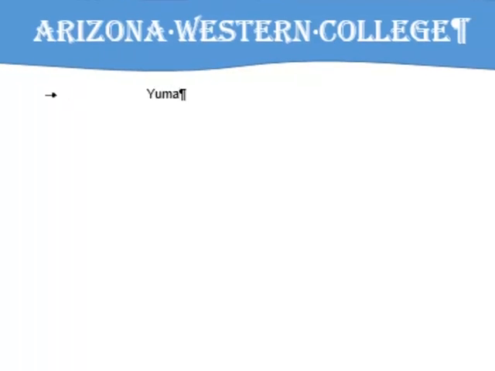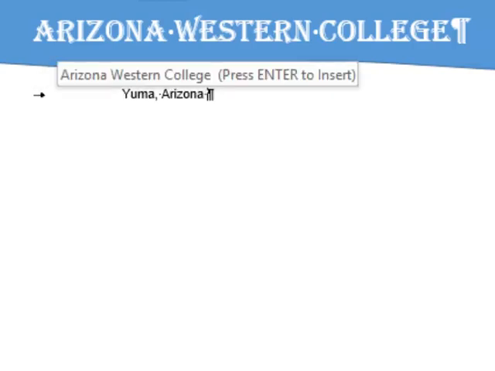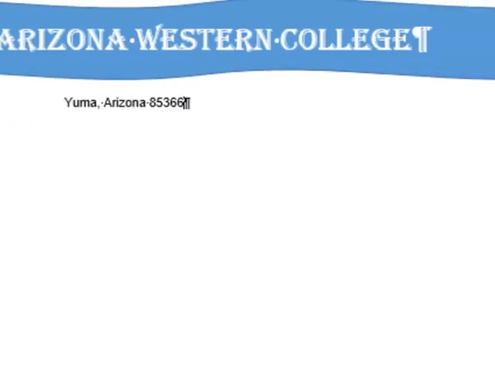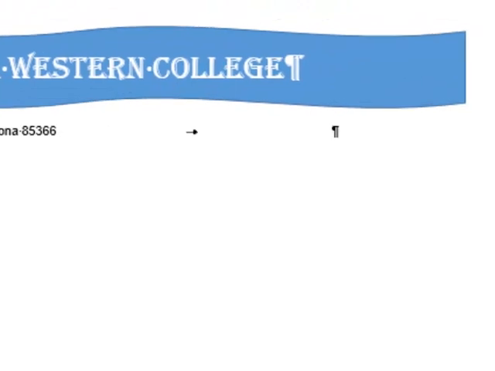There we're going to type in Yuma, Arizona 85365. There's predictive text thinking we're going to type the name of the college. We're just going to ignore that. Press tab one more time. Now we're at the 6-inch tab stop that we have set.